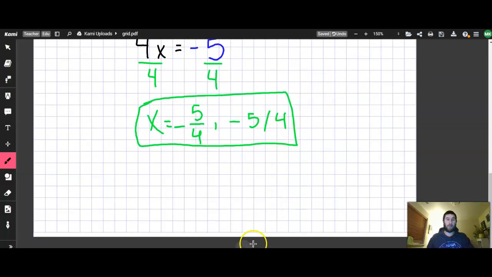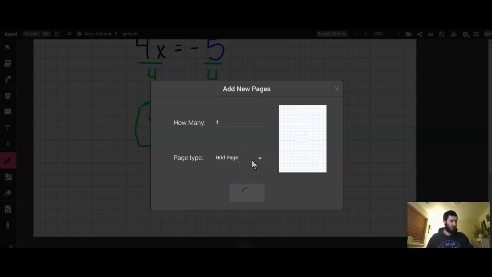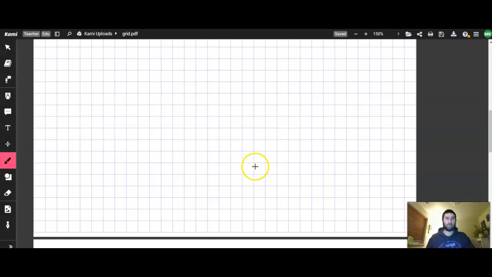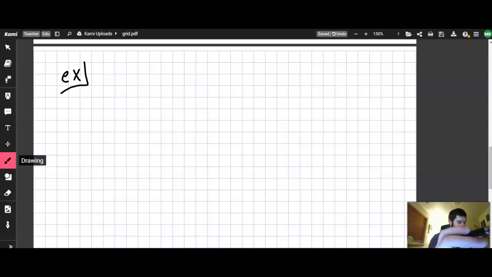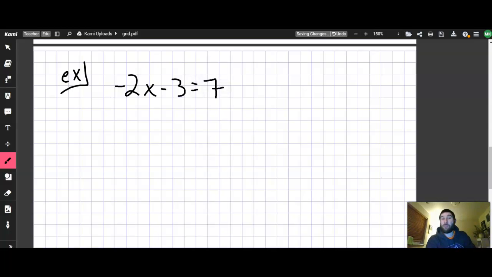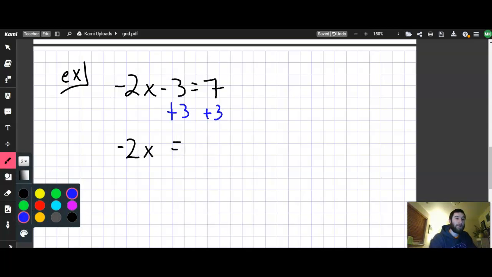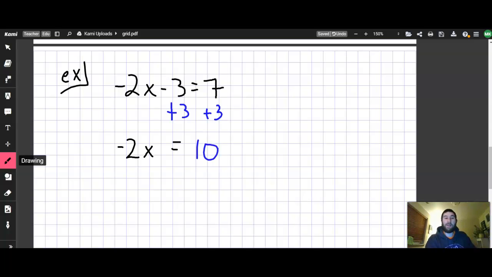Last example. Let's add a page. In this last example, we have negative 2x minus 3 equal to 7. First things first, take care of our addition and subtraction. So we're going to add 3 on both sides. That leaves us with our negative 2x, and then 7 plus 3 is 10. Remember, we're adding 3 to undo the subtraction by 3 up in the problem.